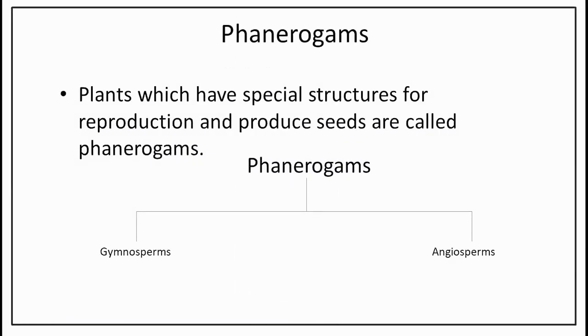The plants which have a special structure for reproduction and produce seeds are called phanerogams. The phanerogams are of two types, gymnosperms and angiosperms. That means phanerogams, which have seeds, are of two types, gymnosperms and angiosperms. Then first you learn about gymnosperms.